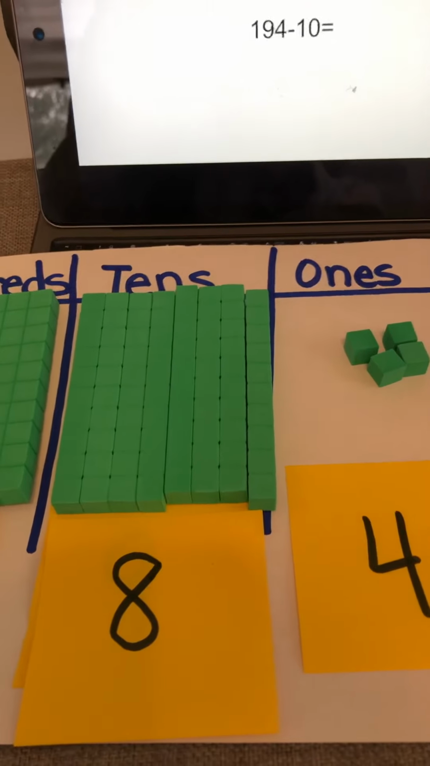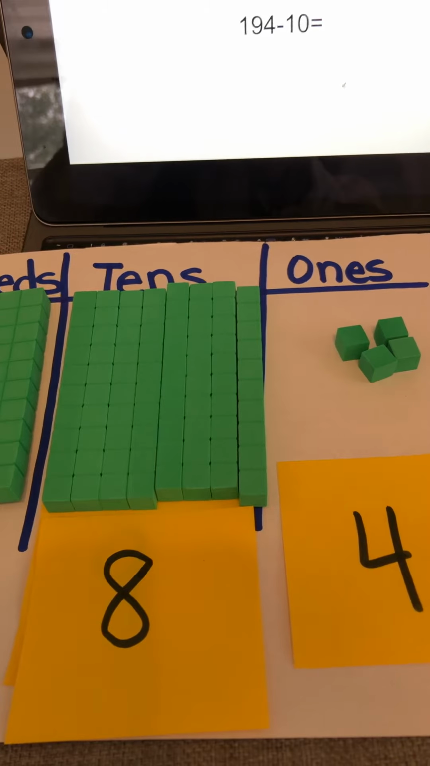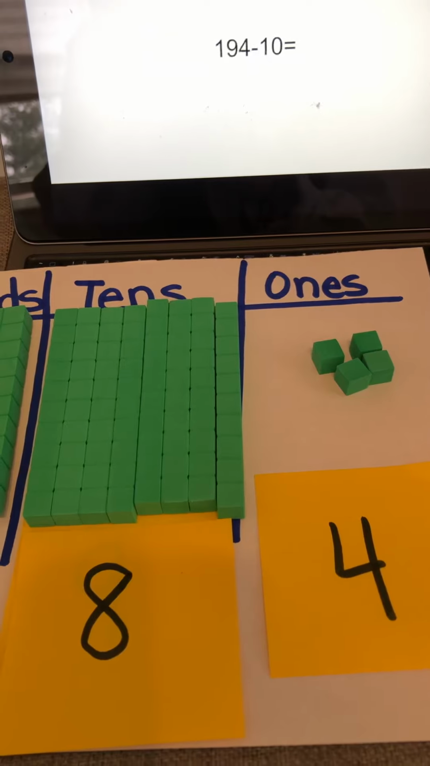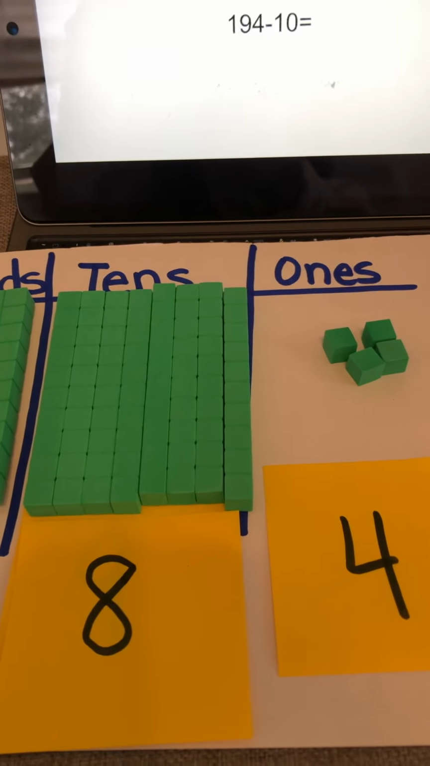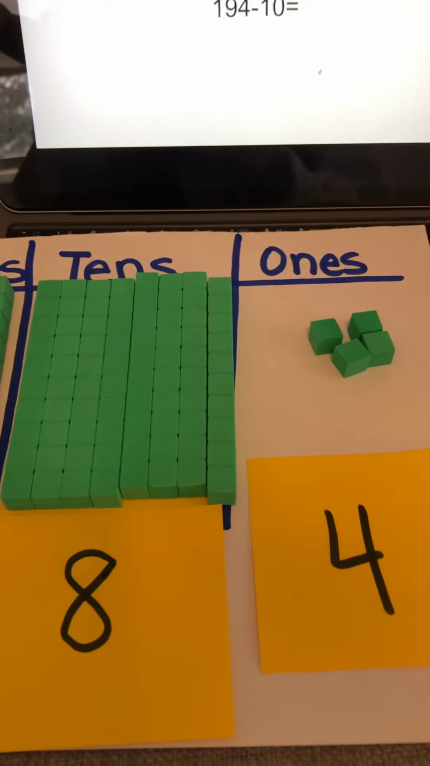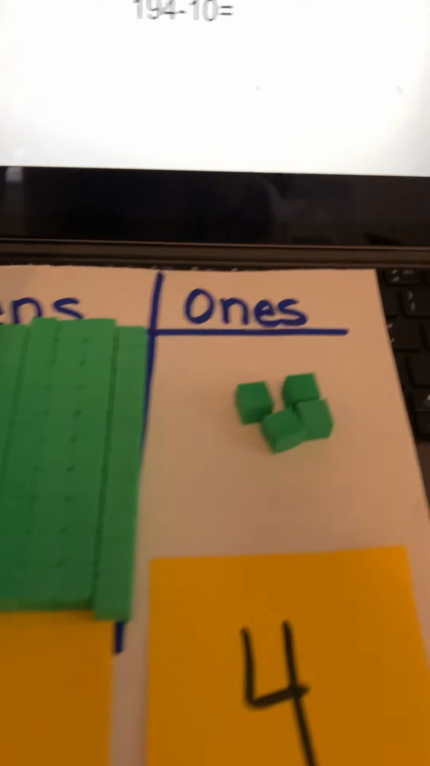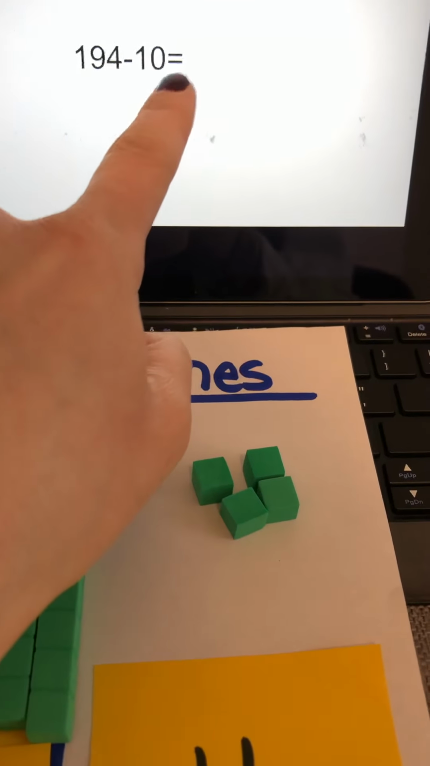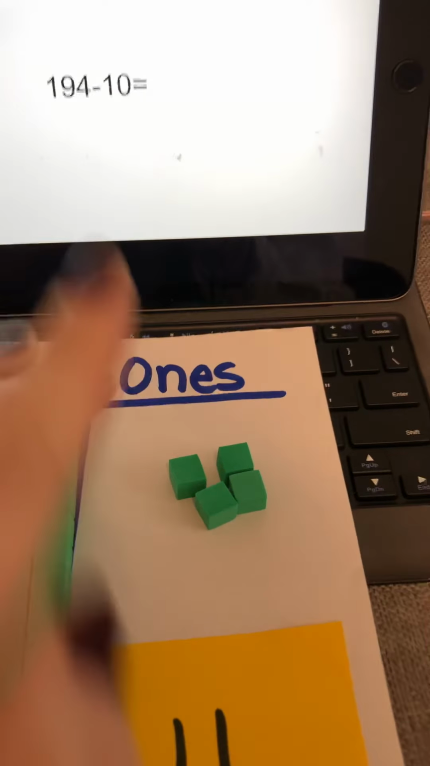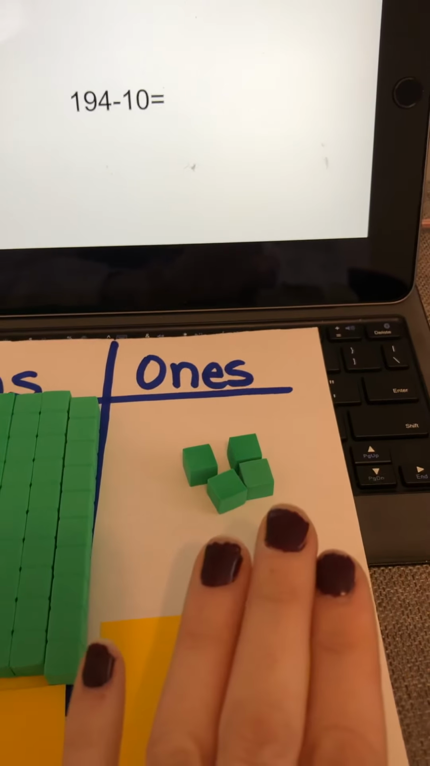The question: what happened to your ones? Think from the other day, day 1 routine. My ones place value, did it stay the same? Yeah, it stayed the same, because we're subtracting 10. I have a 0 in my ones place value. 4 minus 0 is 4. So my ones place value is staying the same.